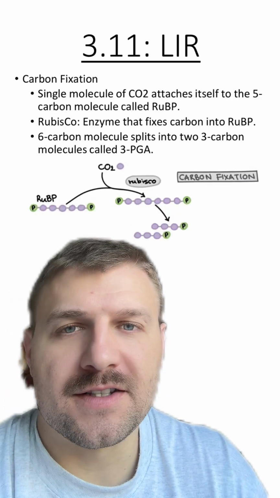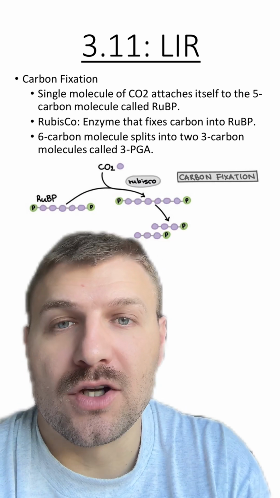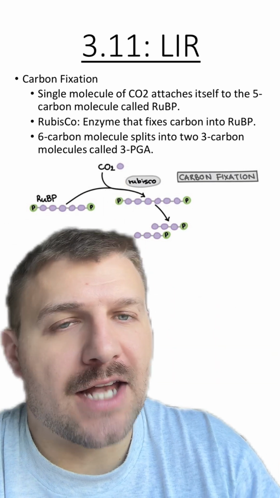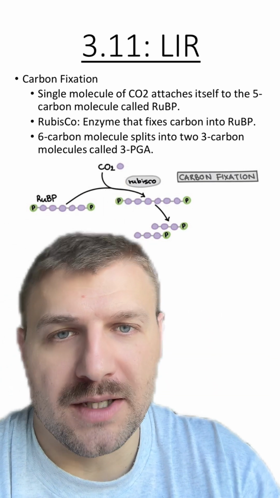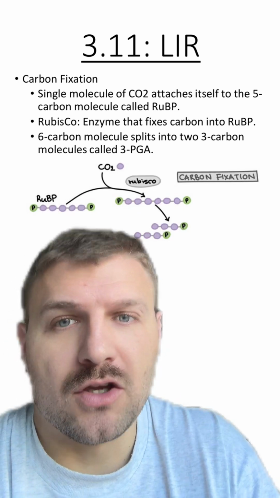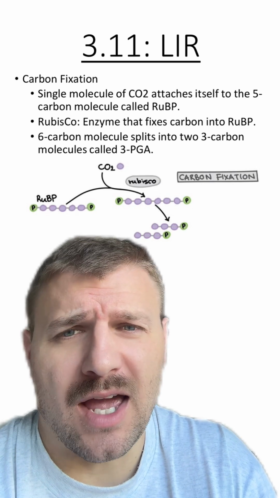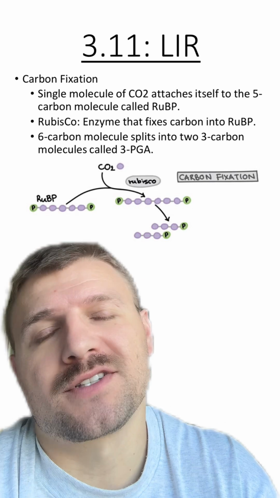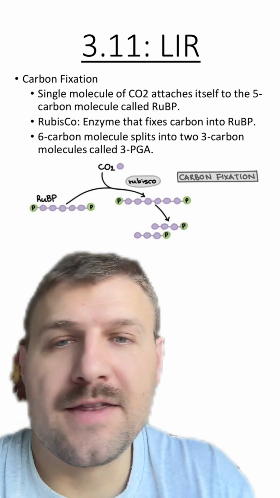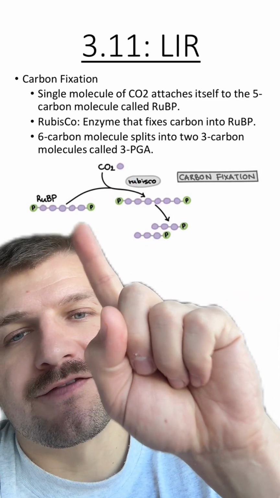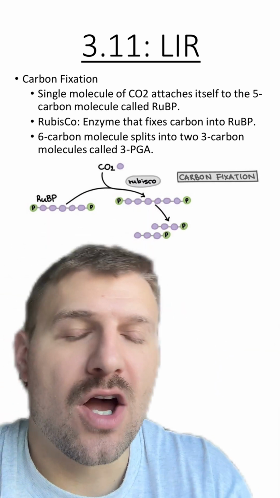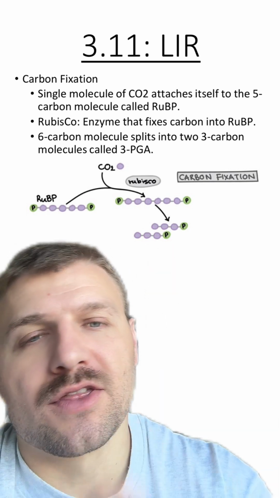The first part is carbon fixation, and like the name implies, we're going to be fixing carbon into other molecules. A single CO2 molecule is going to be attached to a 5-carbon molecule called RuBP. Rubisco is the enzyme that fixes this carbon into this molecule. You might remember that most enzymes end in -ase, so why doesn't Rubisco? Well, it actually does. Rubisco is just the nickname. It stands for ribulose 1,5-bisphosphate carboxylase. This enzyme fixes that carbon onto the 5-carbon molecule and makes a 6-carbon molecule. That 6-carbon molecule is not stable, so it breaks down into 2 3-carbon molecules.